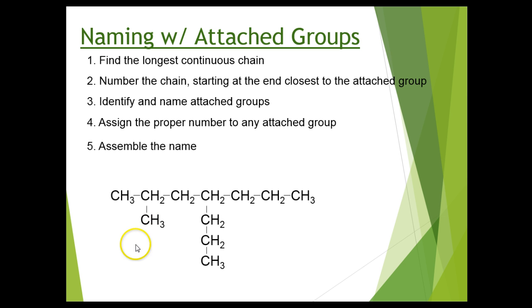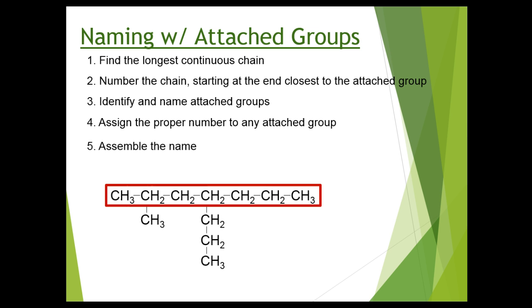Alright, we're going to go over another example here. We have multiple attached groups on this example. The first rule is to find the longest continuous chain. So we found it, voila, and we're going to number that chain starting with the left side because the first branch comes closer to the left side than the right. This is going to be a heptane because we have 1, 2, 3, 4, 5, 6, and 7 carbons. Notice that we put the ane ending because there are no double bonds found in that chain.